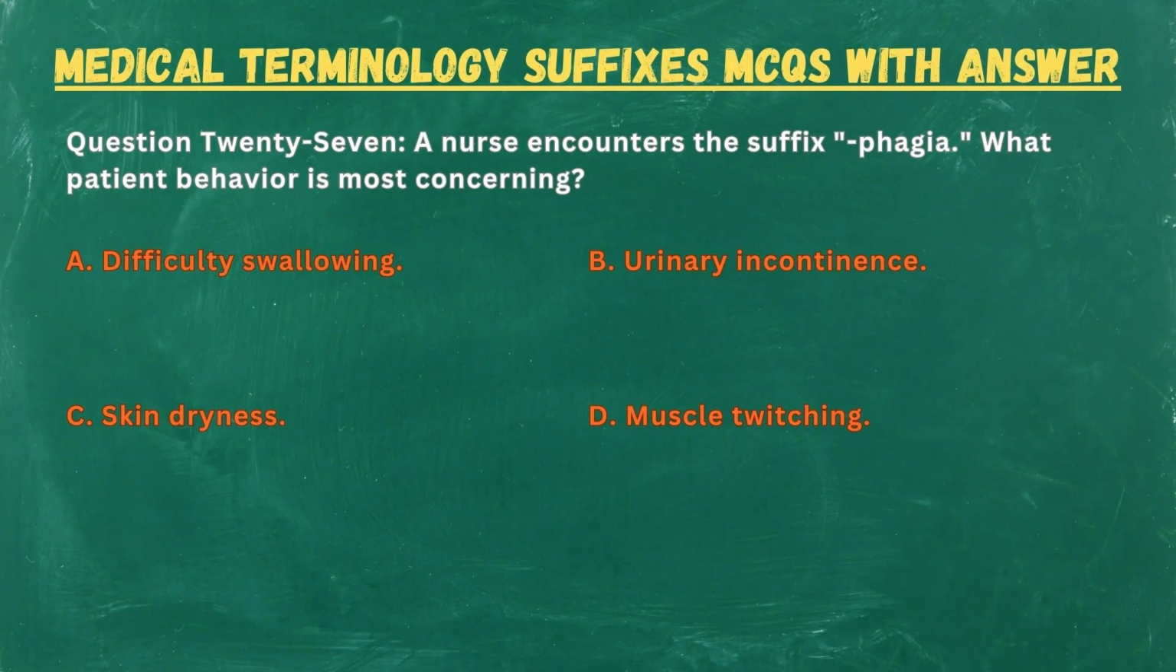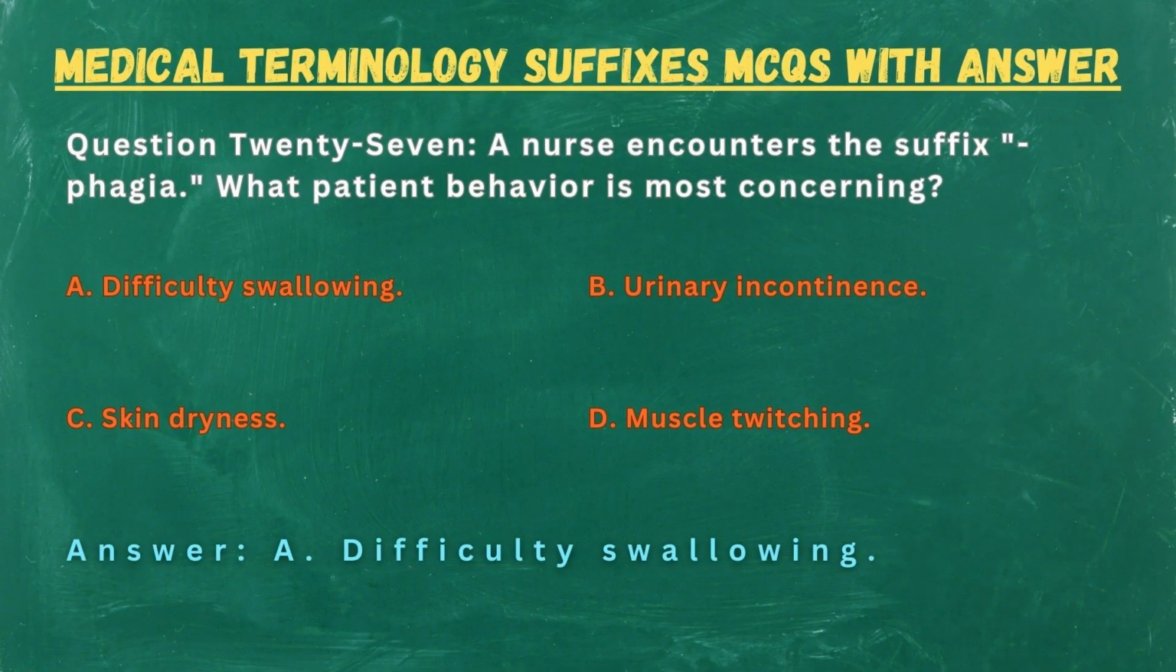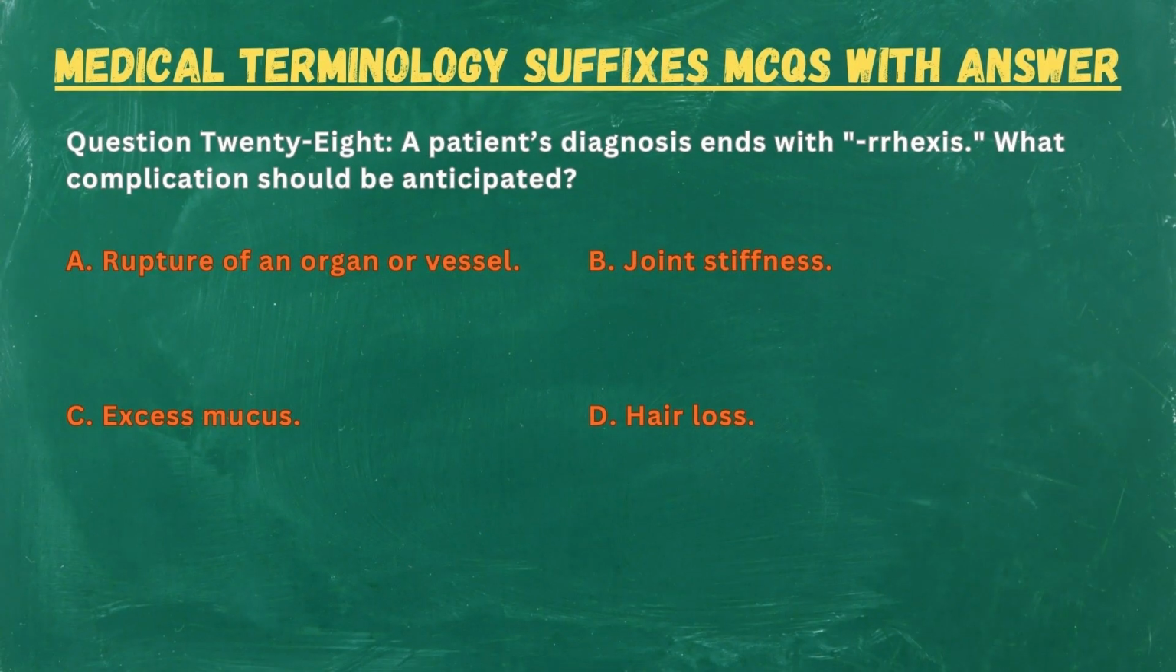Question 27. A nurse encounters the suffix phagia. What patient behavior is most concerning? A. Difficulty swallowing. B. Urinary incontinence. C. Skin dryness. D. Muscle twitching. Answer A. Difficulty swallowing.